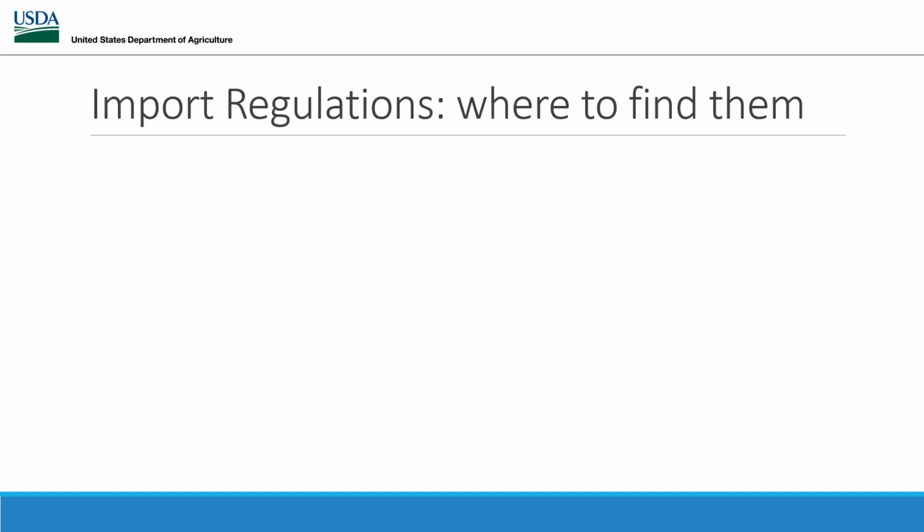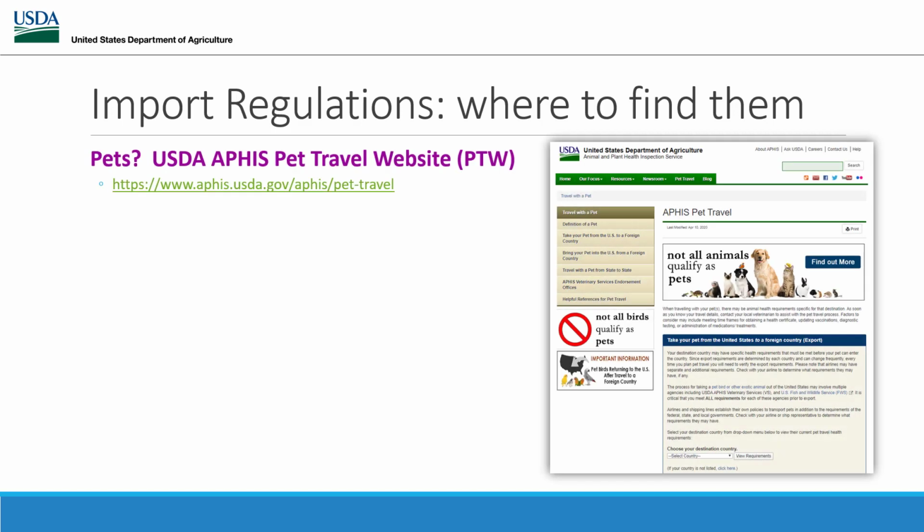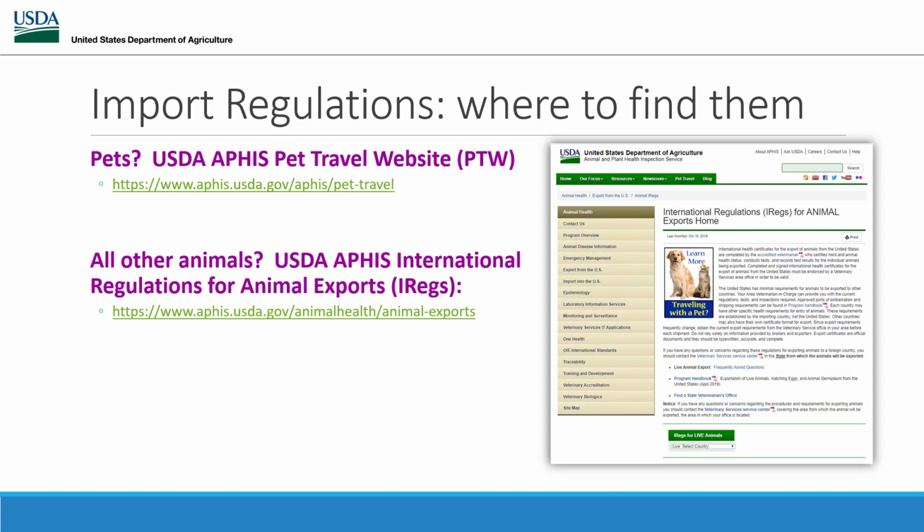When USDA APHIS is officially notified of another country's import regulations via government-to-government communication, that information is available on USDA APHIS's website. For pets, this information is available on the USDA APHIS Pet Travel website, commonly referred to as the PTW. For all other types of animals, this information is located in the USDA APHIS International Regulations for Animal Exports, also known as the IRegs.